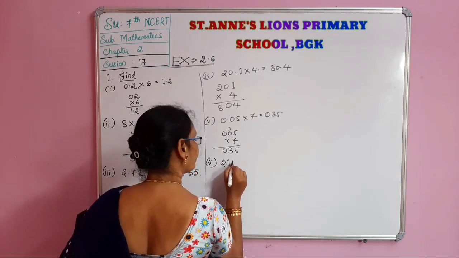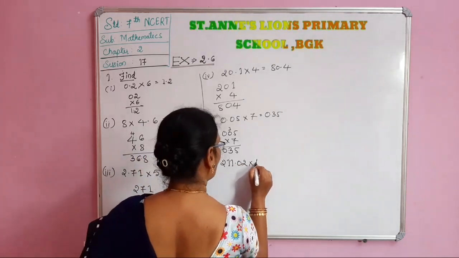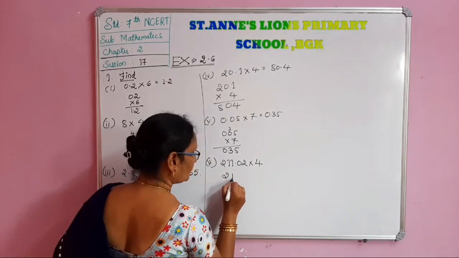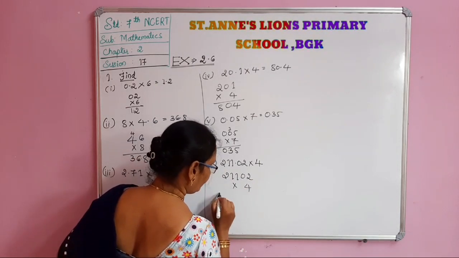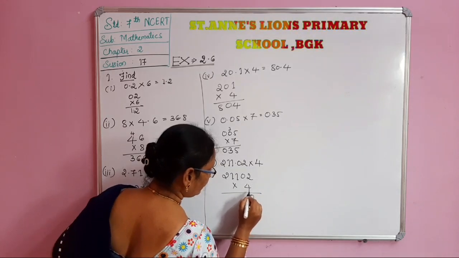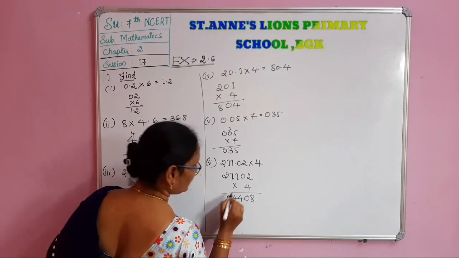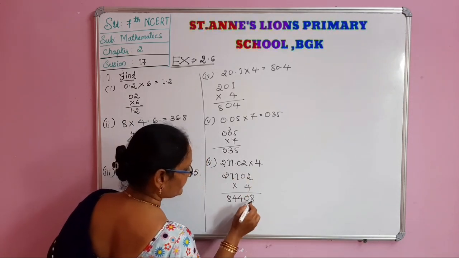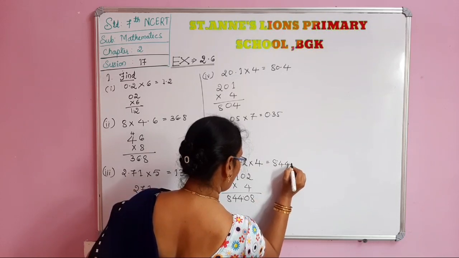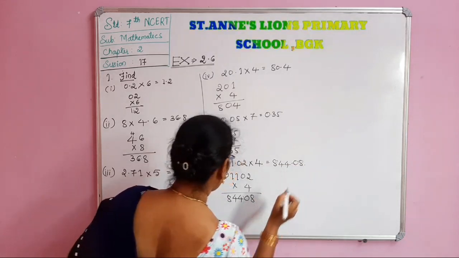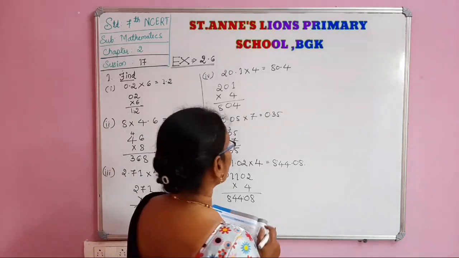Then the sixth one is 211.02 into 4. See here, 21102 into 4. 4 twos are 8, 4 zeros are 0, 4 ones are 4, 4 ones are 4, 4 twos are 8. After how many places? 1, 2 places. Answer is 844.08. So this is the method of doing the sums.